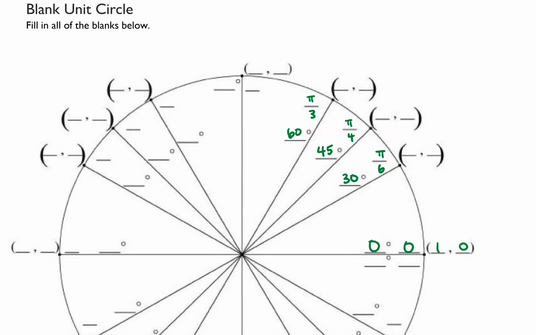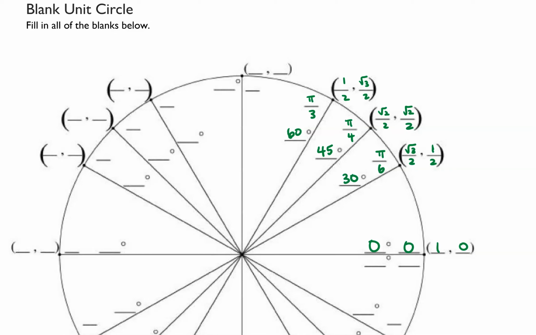And we know the coordinates for the terminal points as well. This is root 3 over 2. This is 1/2. This is root 2 over 2. This is also root 2 over 2. And then for this last terminal point here, that's 1/2 comma root 3 over 2. Let's go ahead and fill out some other ones.